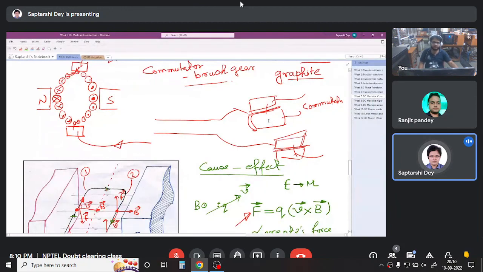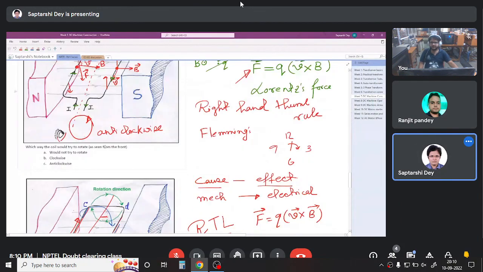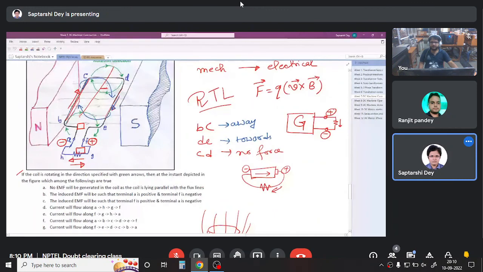Okay, you make sure that you go through this commutator concept once again. You try to appreciate why this commutator is at all required. If there is no commutator, the current will keep on changing. Once you have a commutator, then the current will be a DC current.